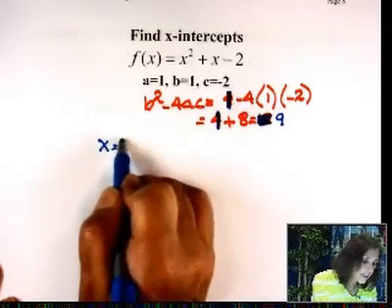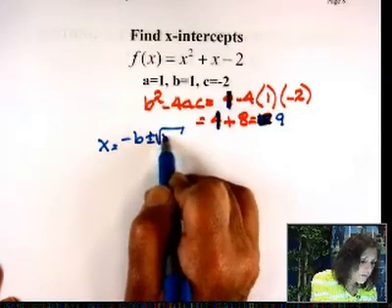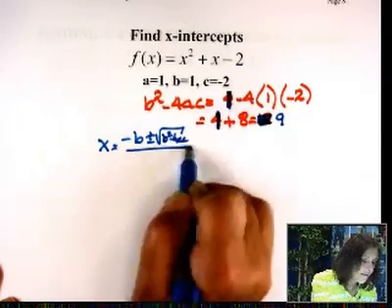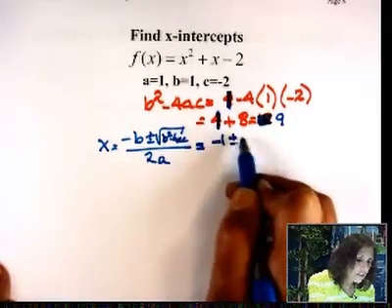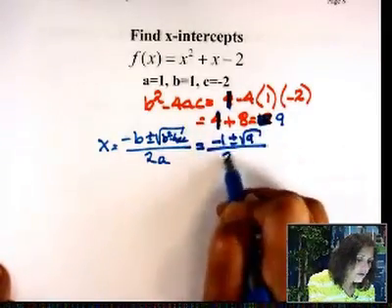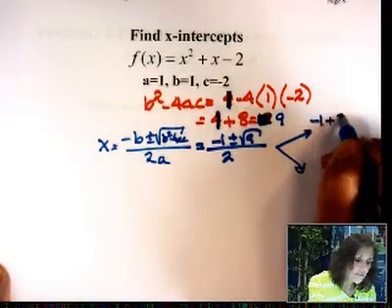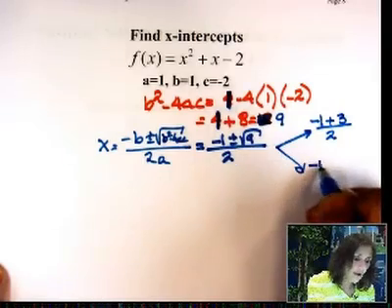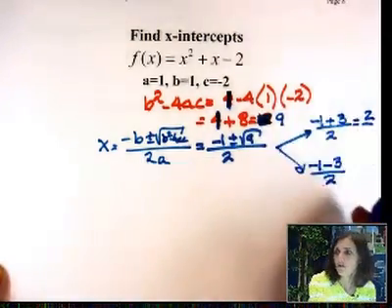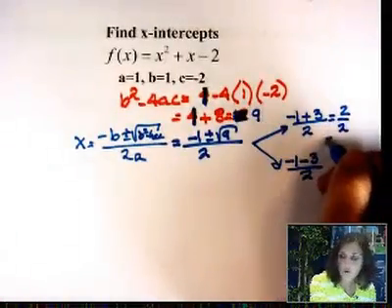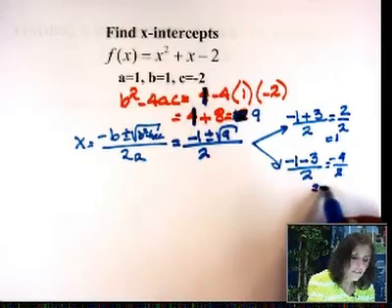x equals negative b plus minus the square root of b squared minus 4ac over 2a. So let's put down those numbers. Negative 1 plus minus the square root of 9 over 2. And that will give you two numbers: negative 1 plus 3 over 2, or negative 1 minus 3 over 2. That's going to give you 2 over 2, which is 1. And this is going to give you negative 4 over 2, which is negative 2.